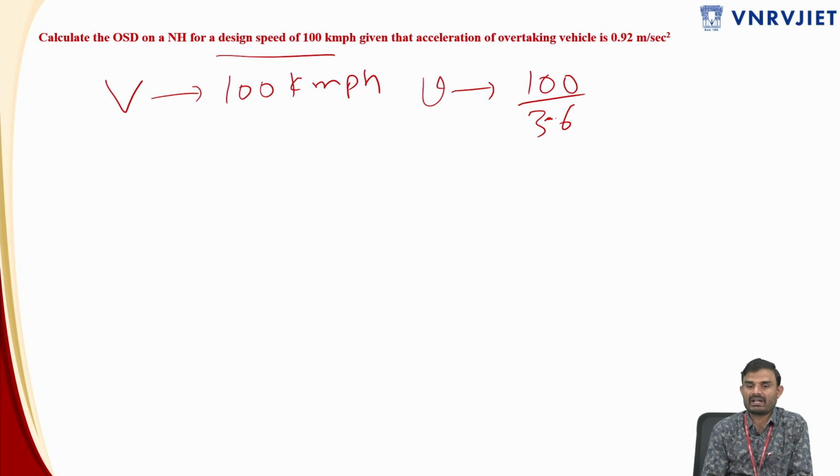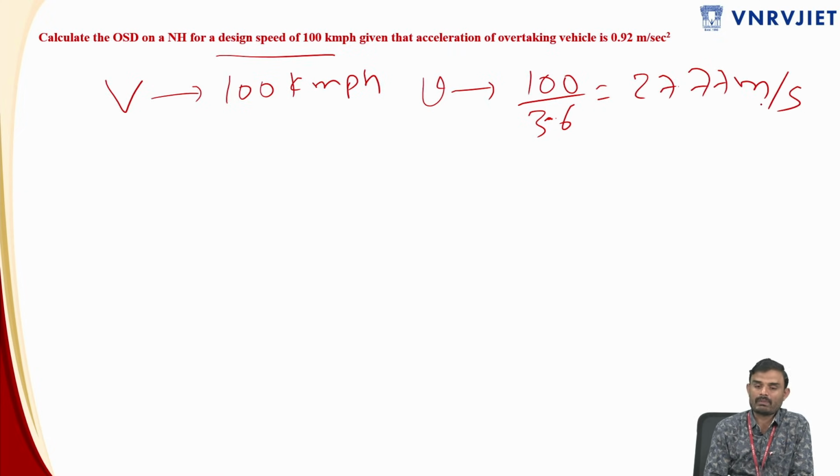You substitute the value of 1 kilometer as 1000 meters, and 1 hour is equal to 60 minutes multiplied by 60 seconds. So you'll get the value as 100 divided by 3.6, which is somewhere around 27.77 meters per second. So now this is small v, the design speed in meters per second.